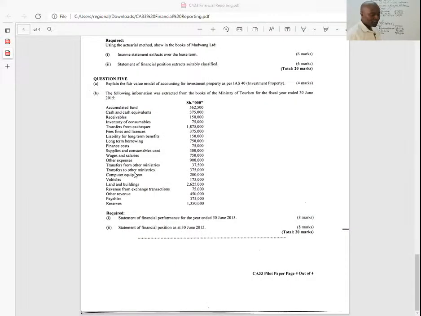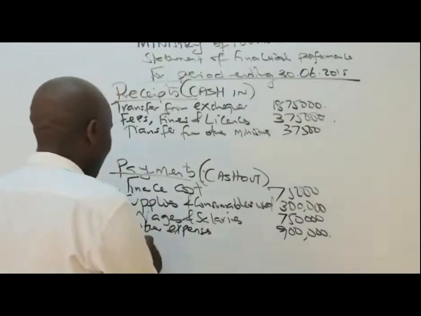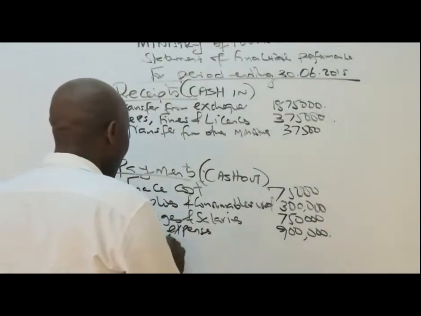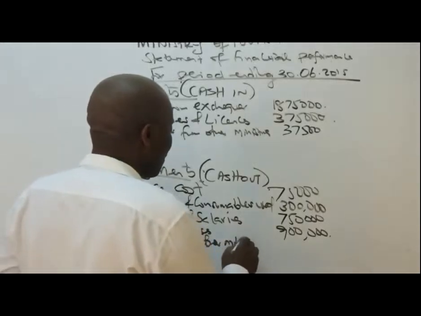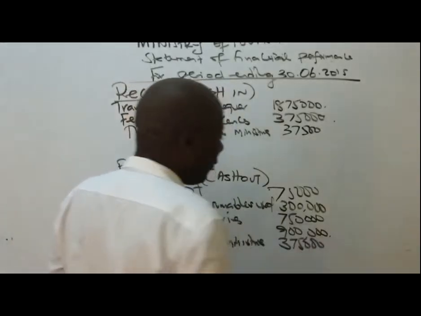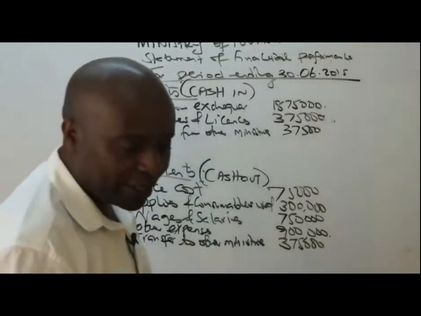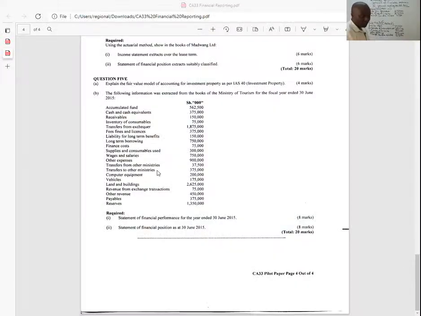So we have here transfer to other ministries. It goes without saying that this 375,000 is a cash outflow. Transfer to other ministries, 375,000. It's a payment. Thank you very much, Isaiah. You've just joined us and I like your vigor.